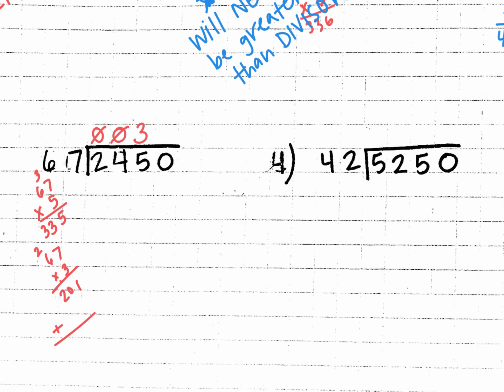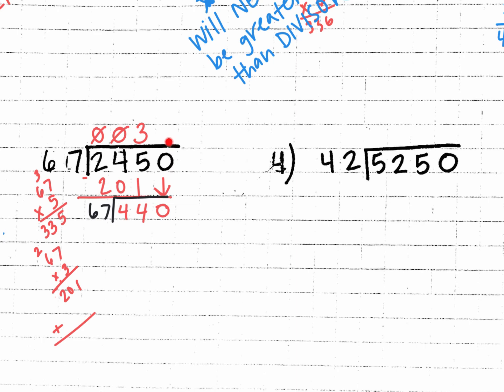Okay, so that's 201. Now I know for a fact that 67 times 4 is going to be way too much. Okay, so 67 times 3 is 201. I'm going to subtract. And that leaves me with 44. Now I bring down and I divide all over again. So set up your problem again. Now I already know that 67 times 5 is 335. So that means that this is going to have to be what?